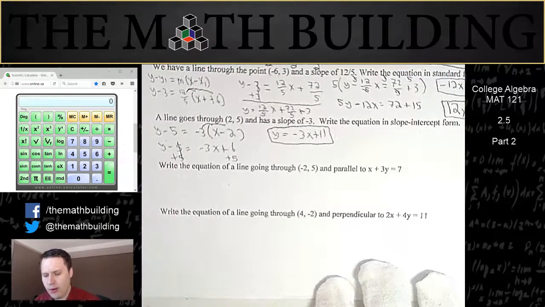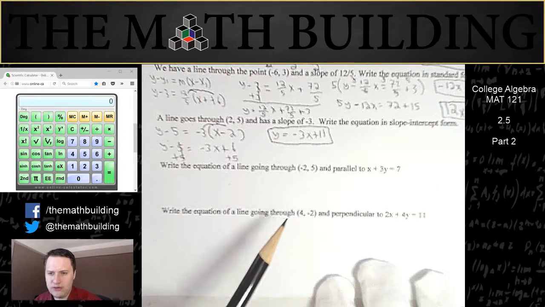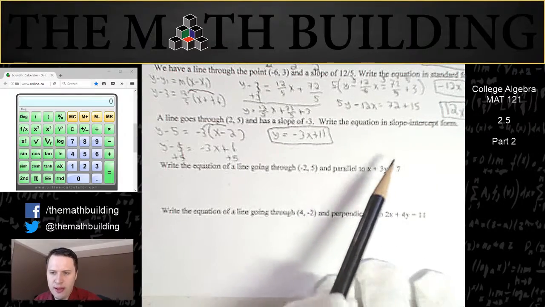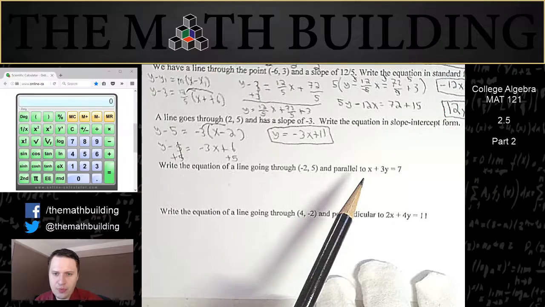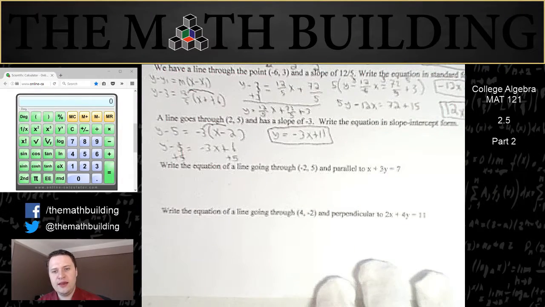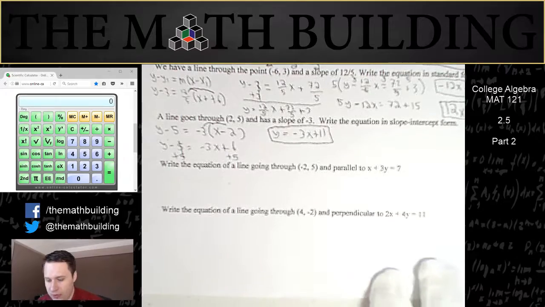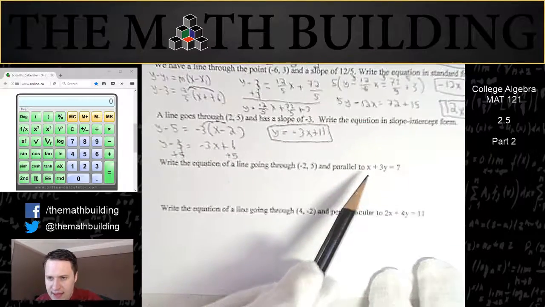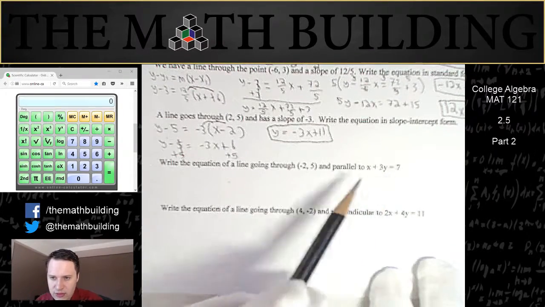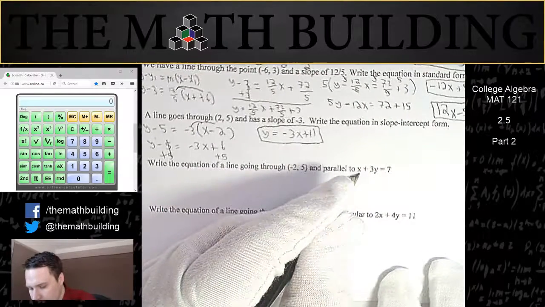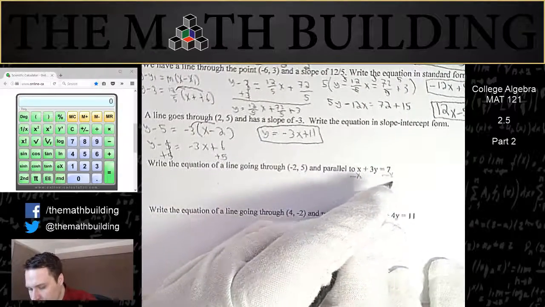This is an interesting problem because we don't know what the slope is. We simply know that the line is parallel to this line. So when they say just write the equation of a line, usually what they mean is write it in slope-intercept form. So first let's figure out the slope we need to have. And to do that, we need to convert this into slope-intercept form. That means solve for y.